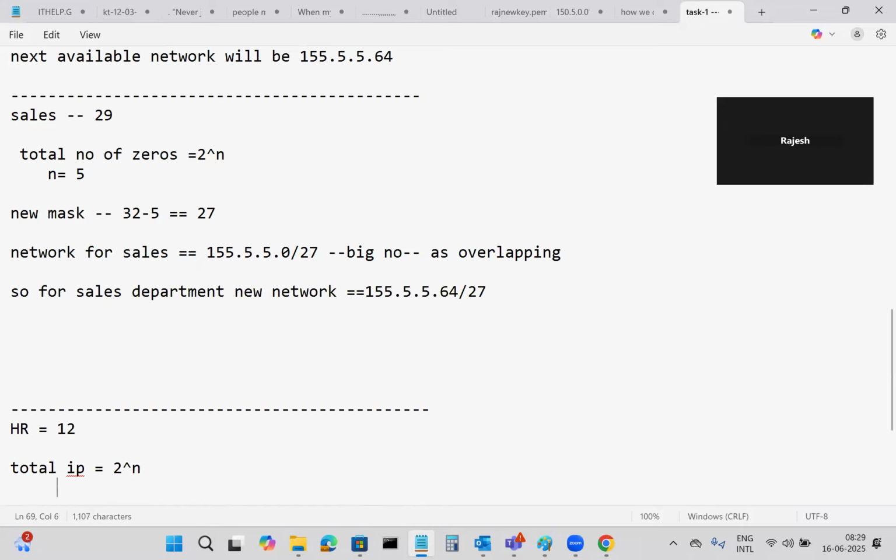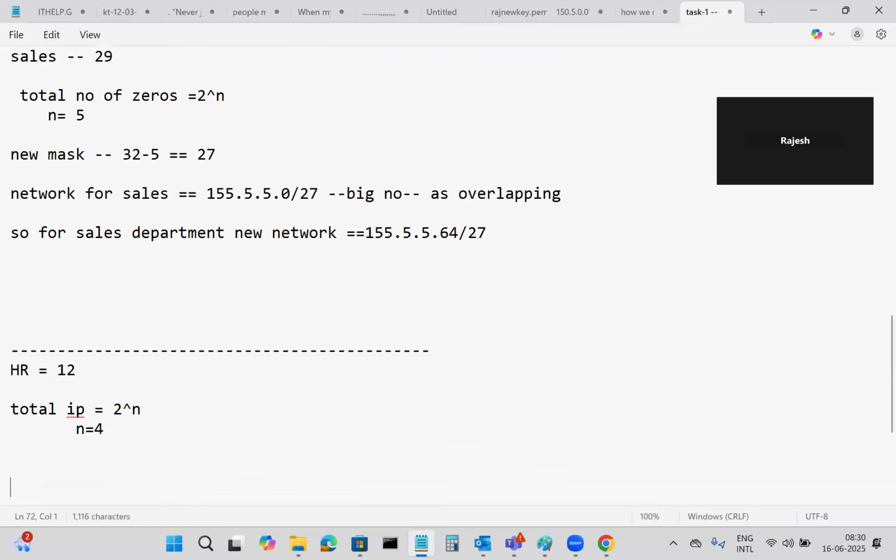So here I need to keep my n what? 3? If I write 3, it will be 2 into 2 into 2, 8. Will it fulfill? No. So what will be the n? 4. It will give 16, but it's okay. My requirement will be fulfilled, because if I use one less number, 3, it will give only 8 IP, 6 IP basically, that will not be according to my requirement. So I will use the n as 4.